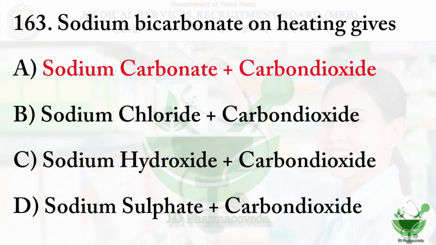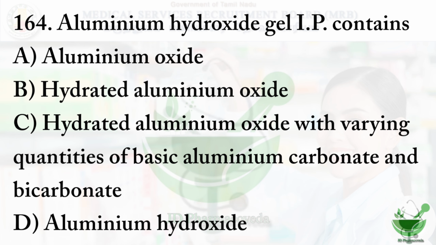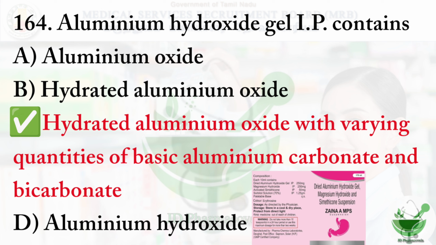Then question number 164. Aluminum hydroxide gel IP contains: option A aluminum oxide, option B hydrated aluminum oxide, option C hydrated aluminum oxide with varying quantities of basic aluminum carbonate and bicarbonate, option D aluminum hydroxide. So the right option is option C. We all know that aluminum hydroxide is used as an antacid for the treatment or prevention of peptic ulcer. Then question number 165.